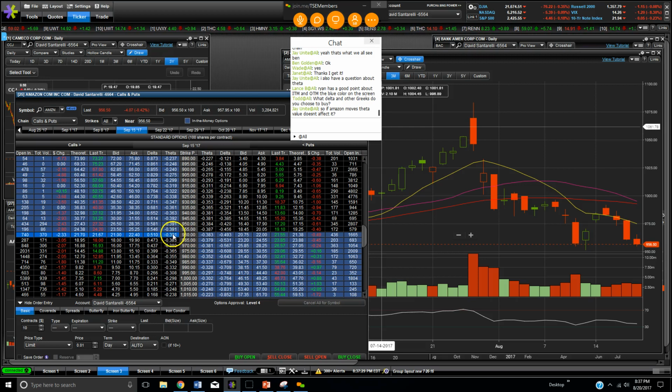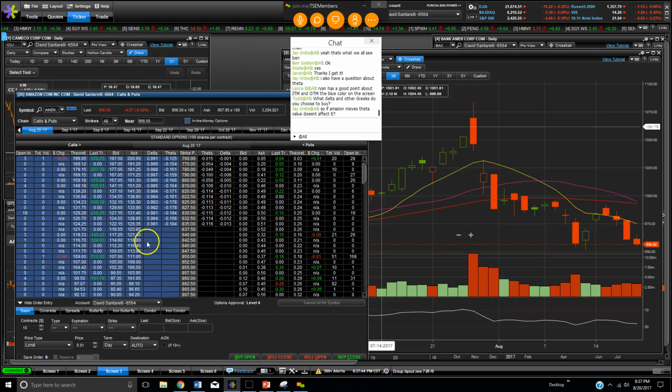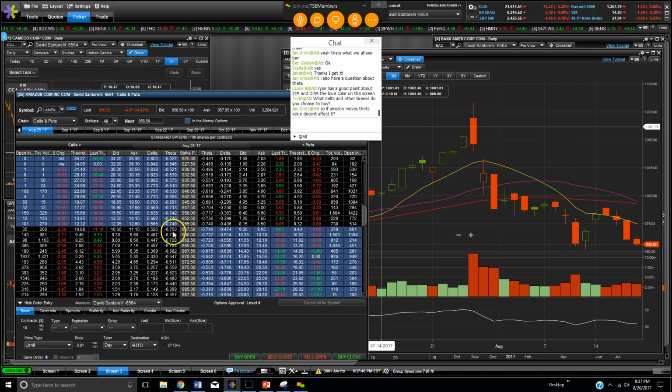So the 960 strike here is only at 0.391. Our theta is only dropping, which means this option is going to decrease by about 40 cents per day if the stock did nothing. Whereas if we go with the weekly expiration, this option is decreasing by 73.5 cents per day. So if Amazon moves, Jay, yes, the theta will still move and does affect it.